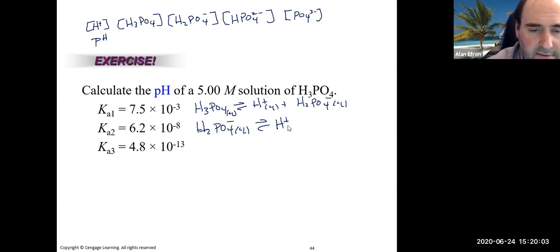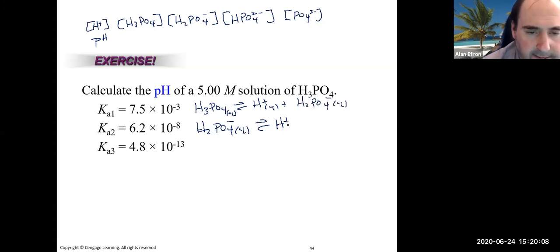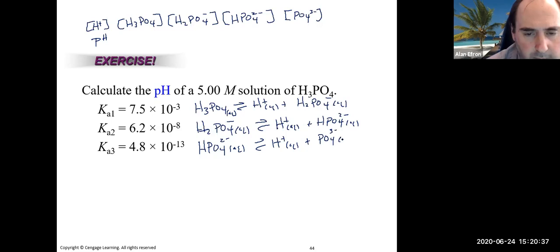Let me clean it up a little bit there and give it a try again. It will break up into H plus and HPO4 2 minus, and that would be the Ka2 associated with that reaction. And lastly, what will happen is that HPO4 2 minus will break apart into H plus and our phosphate. And that would be represented by Ka3.